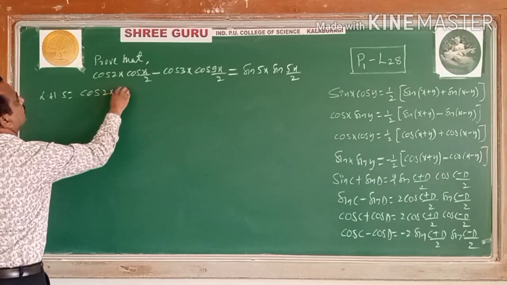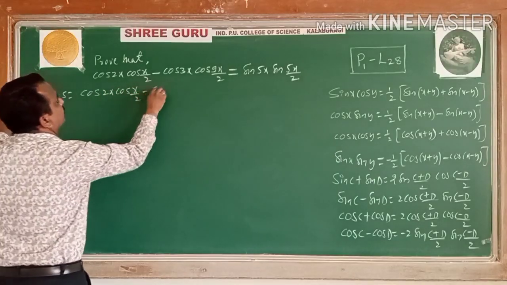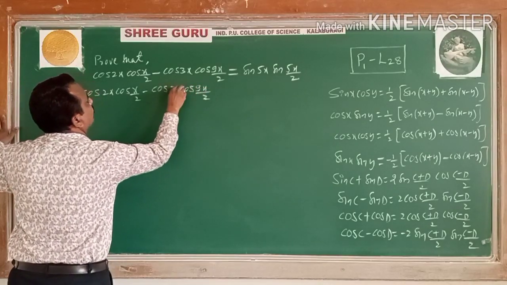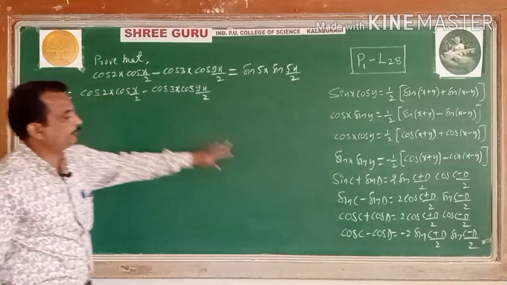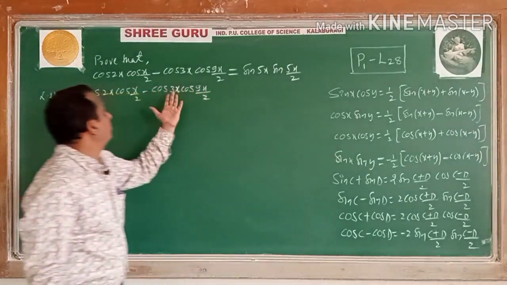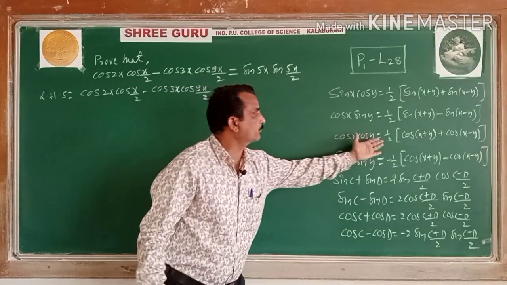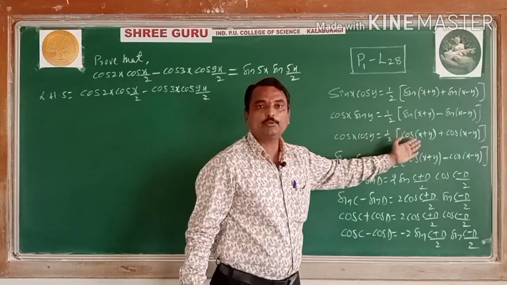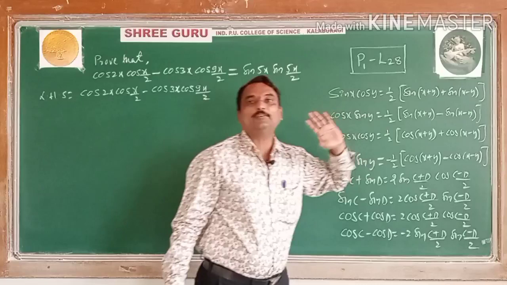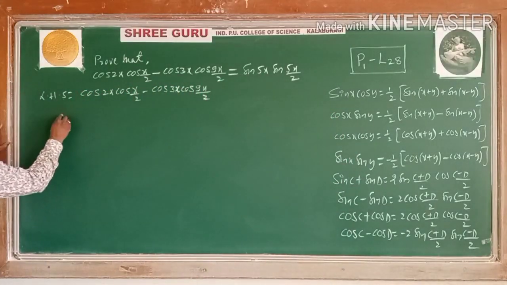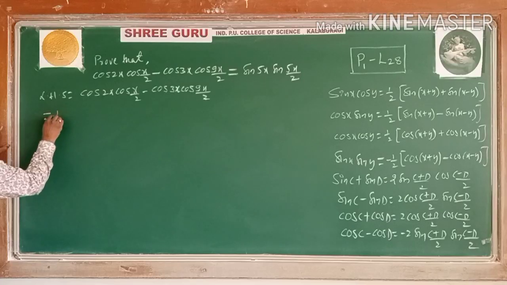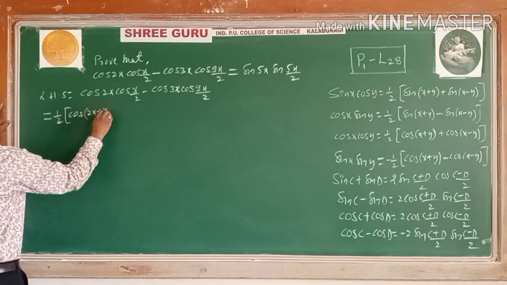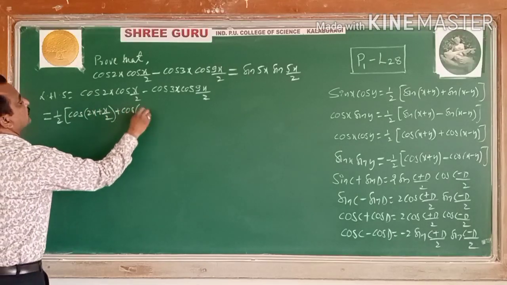Cos 2x cos x by 2 minus cos 3x cos 9x by 2. Applying the product formula for both the terms respectively. What is the product formula? Cos x into cos y equals 1 by 2 into cos of (x plus y) plus cos of (x minus y). Applying it here, 1 by 2 into cos of (x plus y) plus cos of (x minus y).